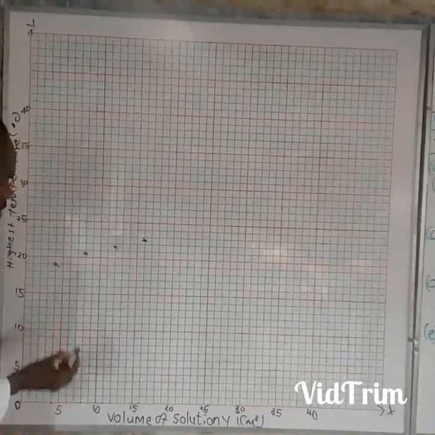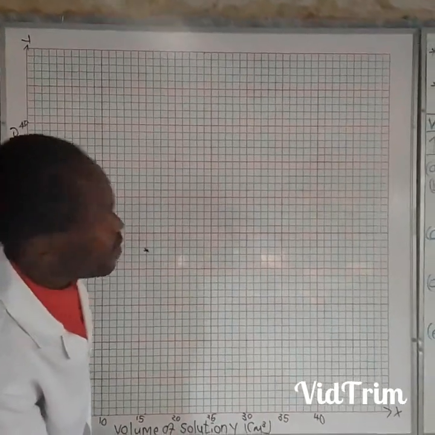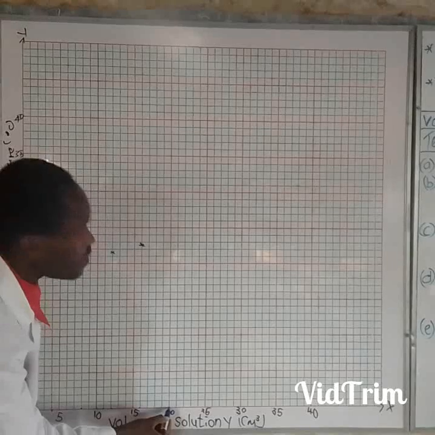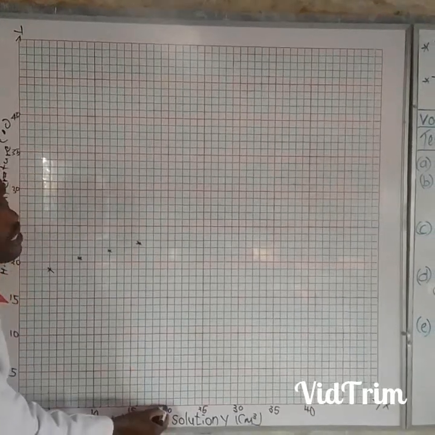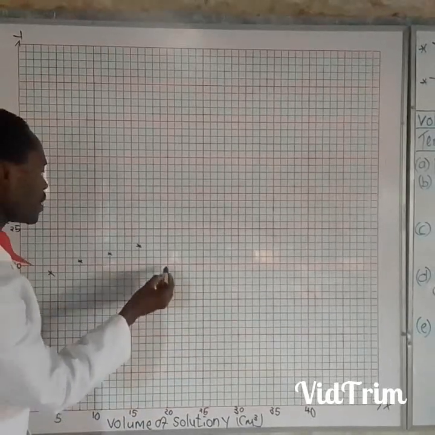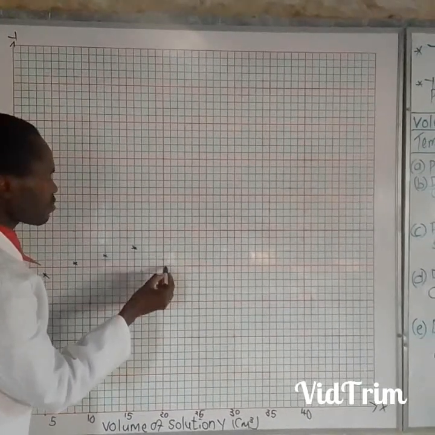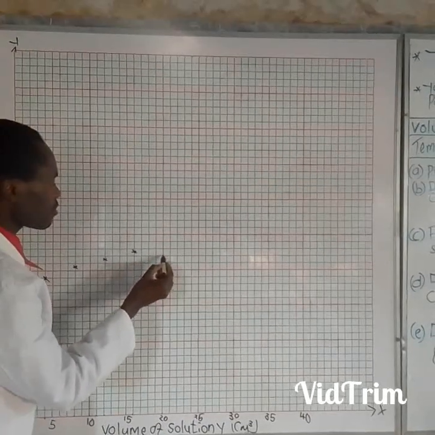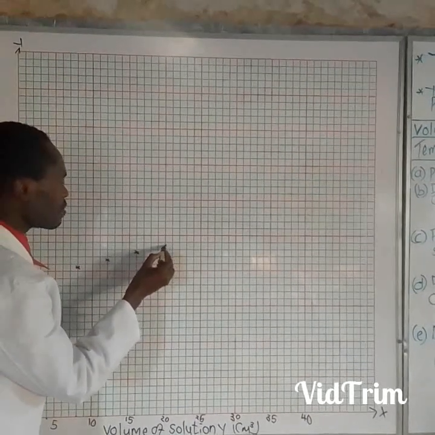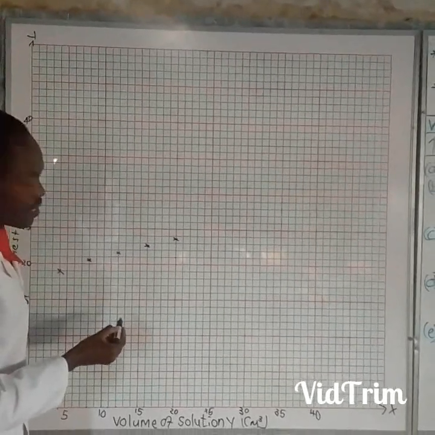Is it okay, my student? When the volume of Y is 20, on the y-axis the highest temperature is 23.5. So I move up to 20, then 21, 22, 23, then 0.5, somewhere there at the center of that box. Is it okay, my student?